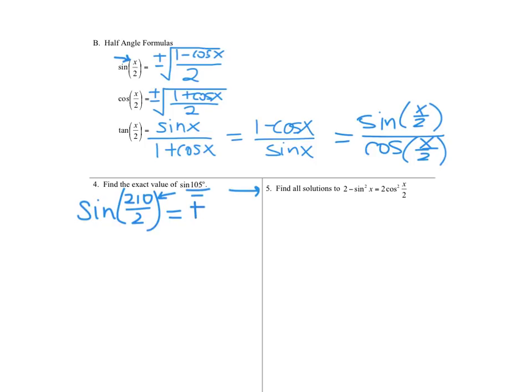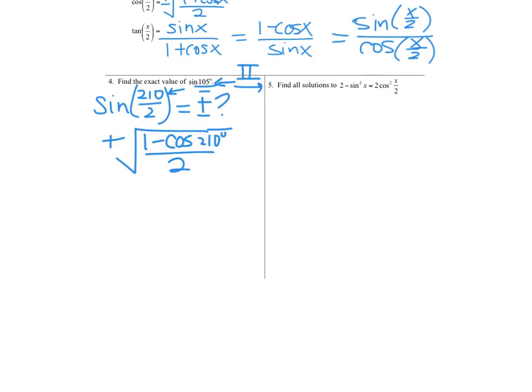Now I have to decide, is this plus or minus? Well, the sine of 105 is in quadrant 2, and we all know that sine is positive in quadrant 2. So this is going to be the positive square root. I don't need to write that, but just to show you. And this is 1 minus the cosine of 210 over 2. So let's evaluate the cosine of 210.